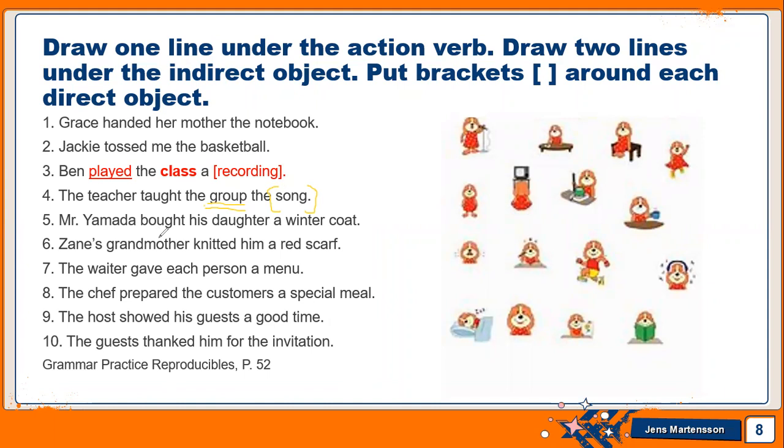Okay, let's look at the second one. Mr. Yamada bought, this is the action verb, his daughter a winter coat. Winter coat is the direct object because it answers the question what. What did Mr. Yamada buy? Mr. Yamada bought a winter coat. To whom? To his daughter. This is the indirect object. So by now, you should be able to solve the rest of the sentences. I will leave them for you and let's move to the second slide.